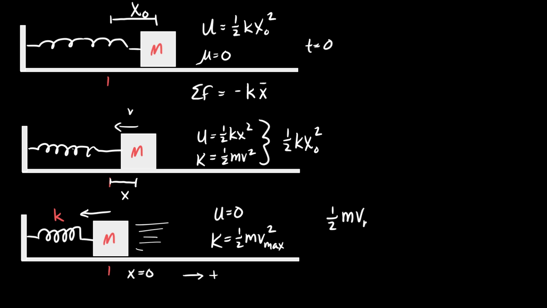1/2 m v max squared has to be equal to 1/2 k x naught squared. That relationship has to exist because it's still a conservation of energy relationship. But at this moment, net force equals 0.